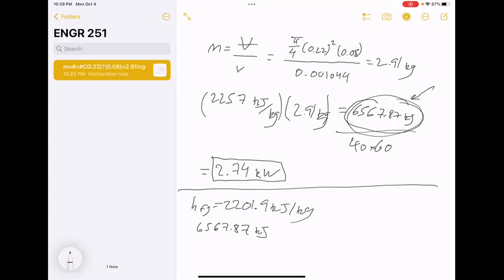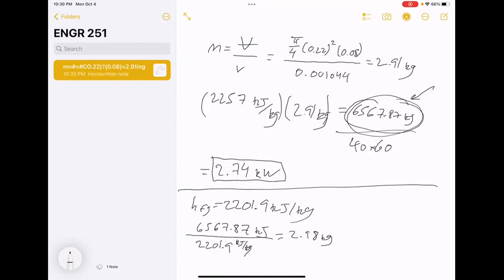kilojoules, right? But if we divide that by HFG, which is how much it costs in terms of kilojoules per kilogram to vaporize something, we're going to be left with units of kilograms. And specifically, we're going to be left with how much water we've boiled off in these 40 minutes. And if we do the math, we should get a value of 2.98 kilograms of water, which is a little bit greater than what we had before, which is 2.91.